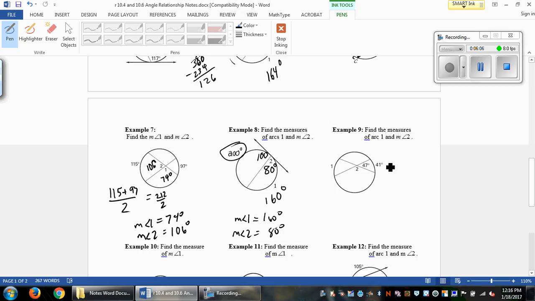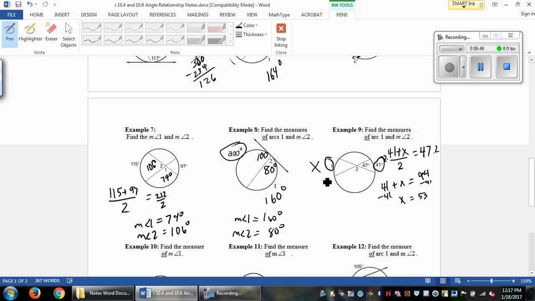Example 9, we do not have the two exterior angles. We need to find them, so we're going to go ahead and call one x. And remember, it's averaging them, so we'd have 41 plus x over 2 equal to our interior angle, which was 47. So the first thing we need to do is get rid of the 2. If we multiply both sides by 2, we have 41 plus x equals 94. And subtracting away 41 gives us our answer of 53 for x.